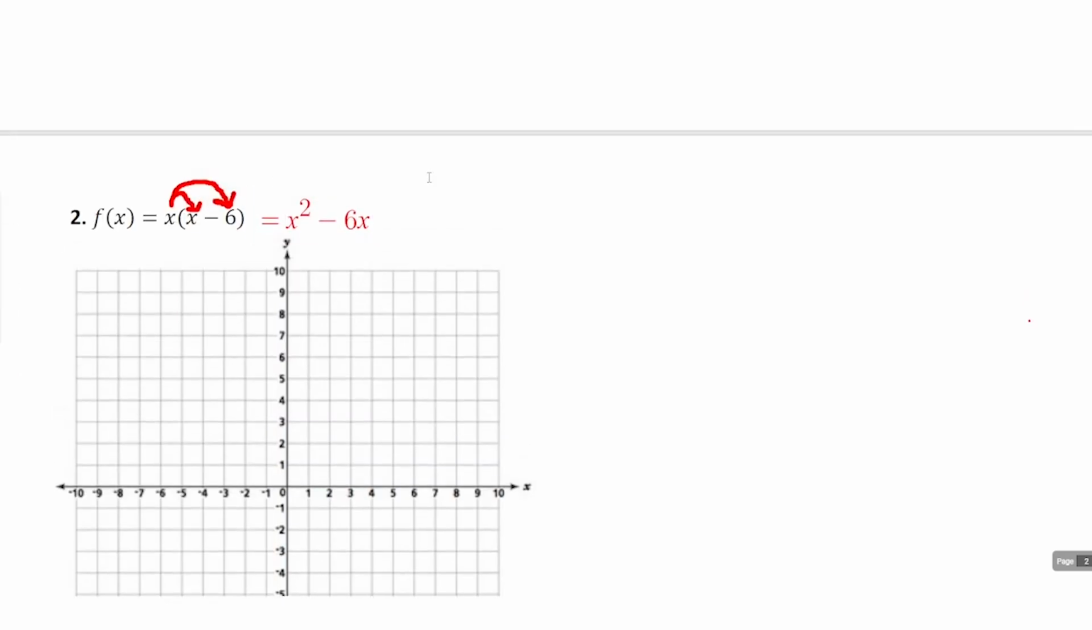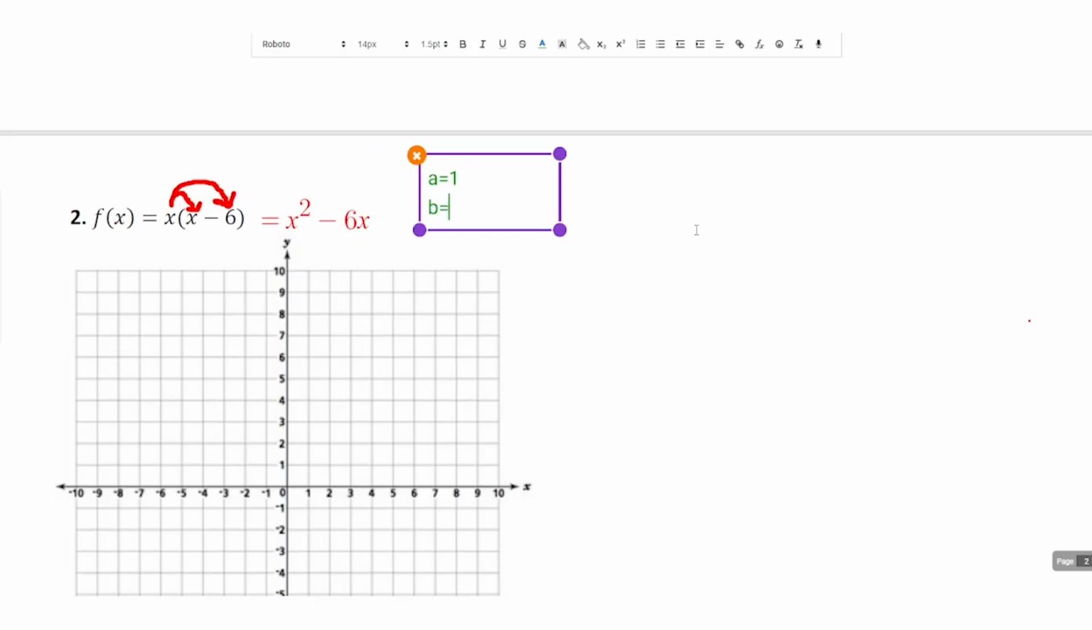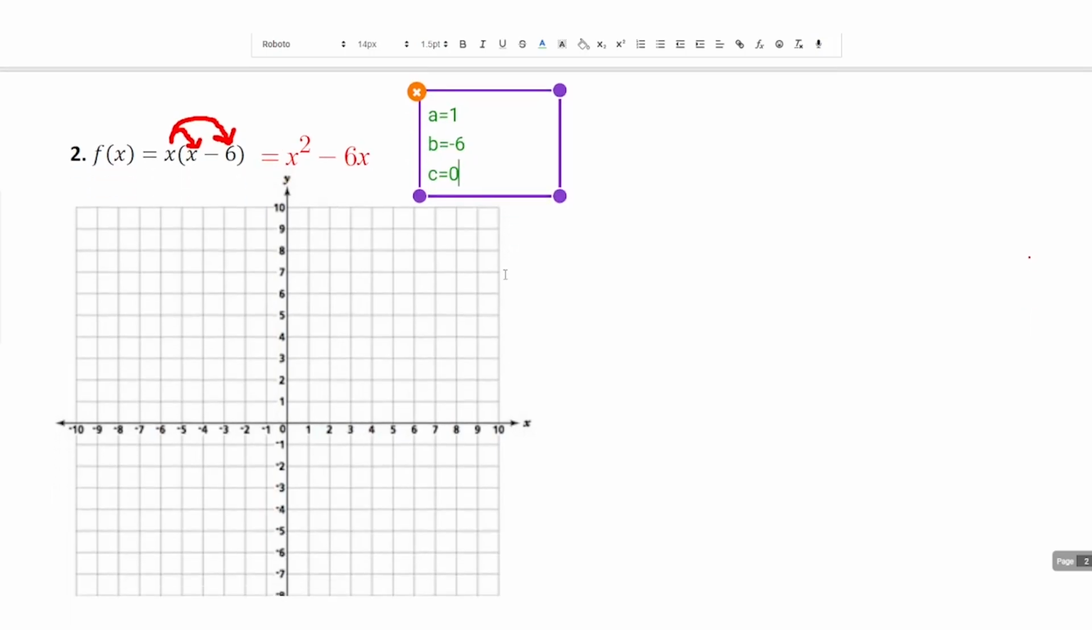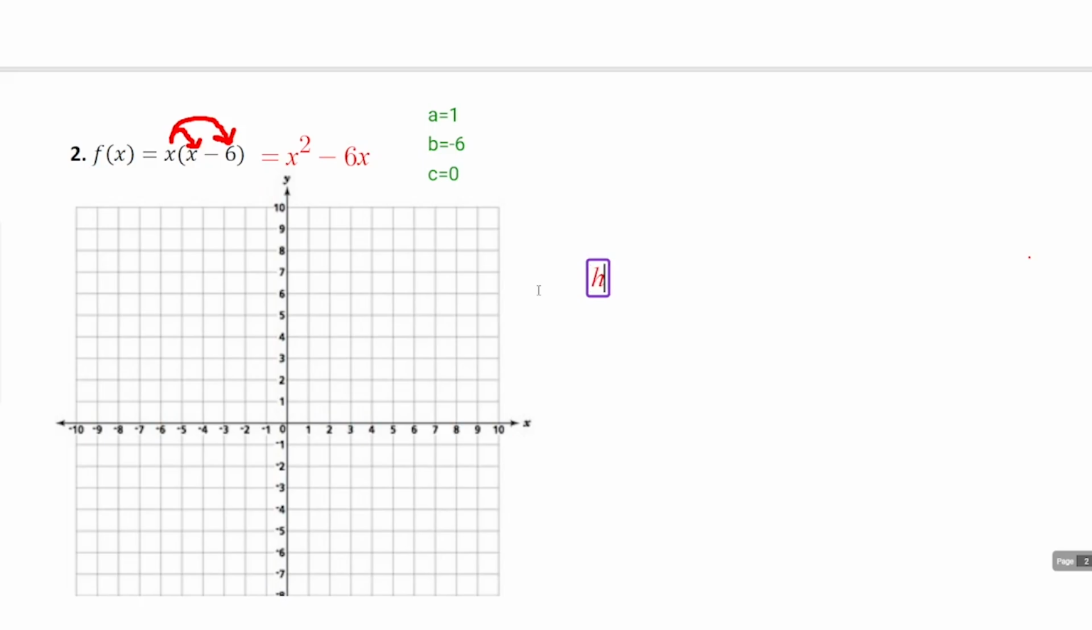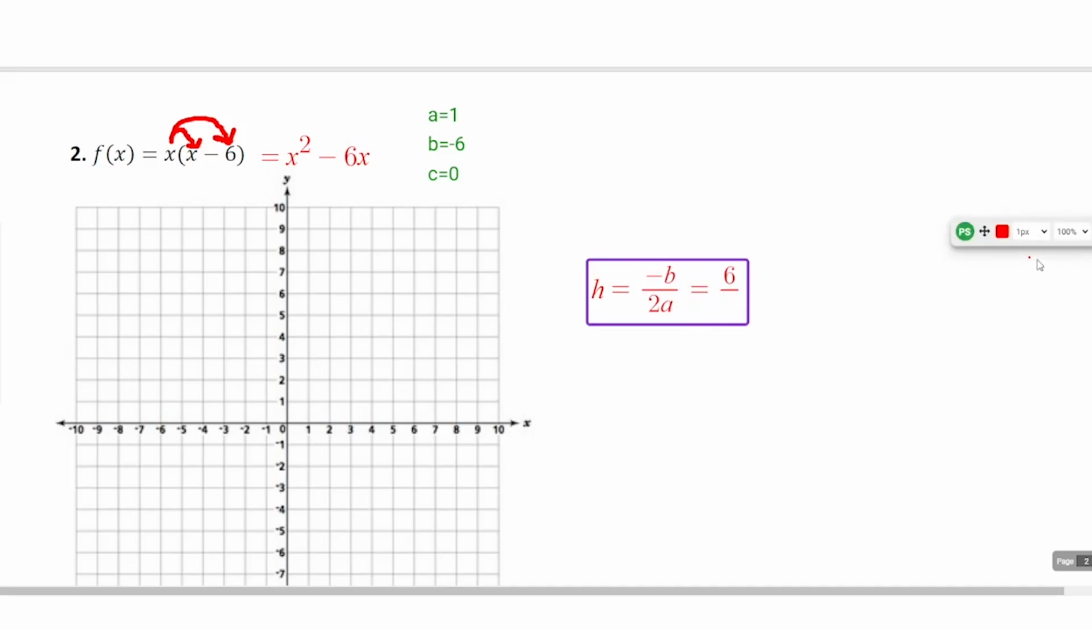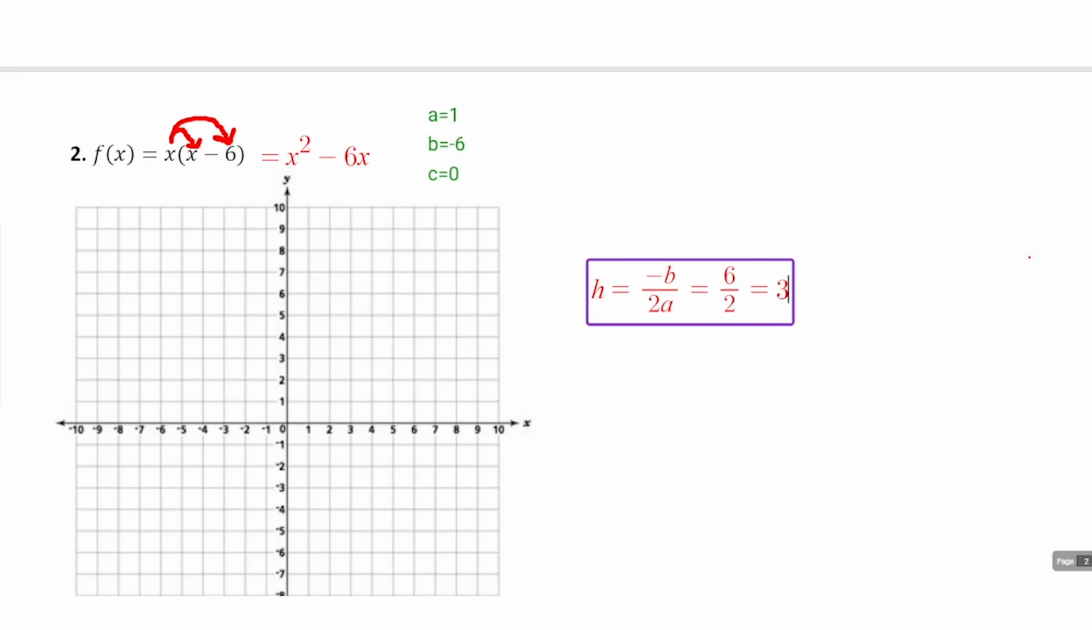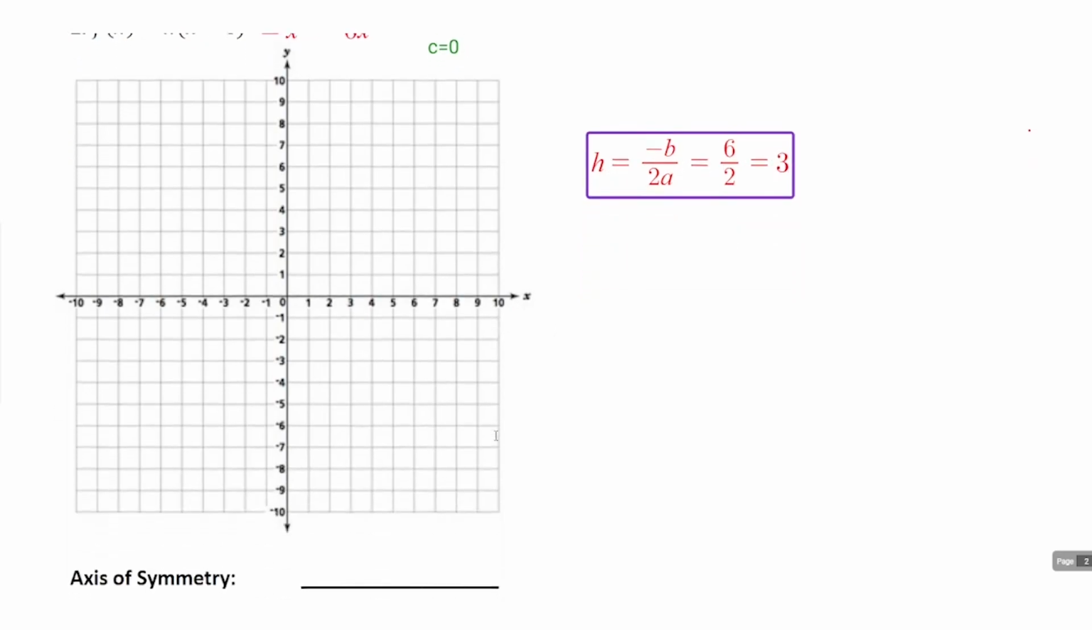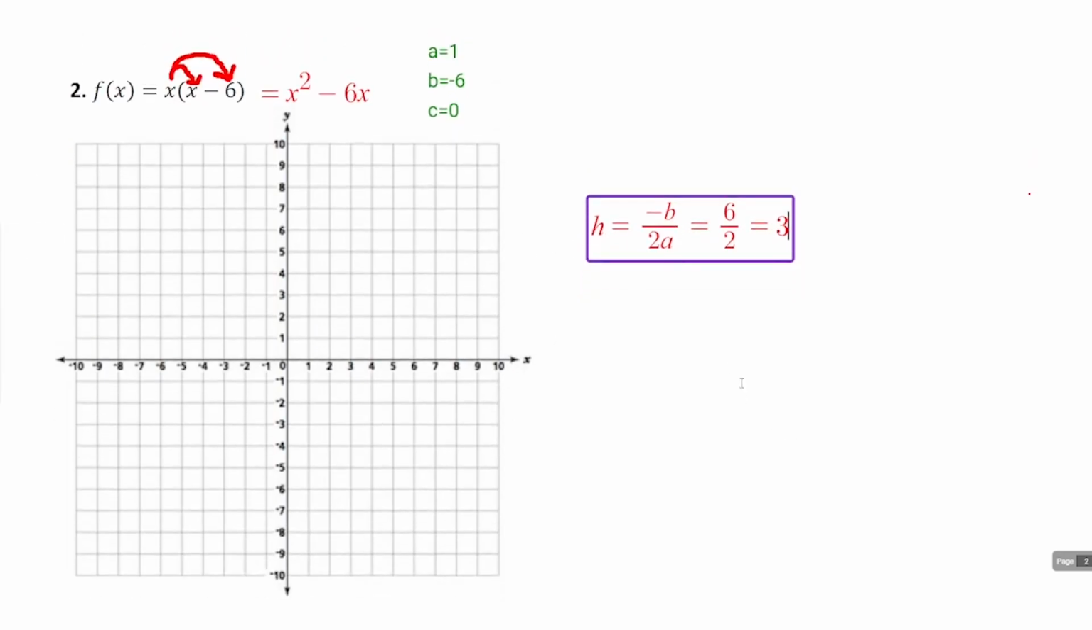And let's just go ahead and write out our a, b, and c. A is 1, b is negative 6, and c is 0. There's no constant here. So to calculate the axis of symmetry and get started on the vertex, we're going to first find the h value, which is negative b over 2a, or the opposite of b over 2a. The opposite of negative 6 is positive 6, and a is 1, so 2 times 1 is just 2, 6 divided by 2 is 3. So the x-coordinate of the vertex and the axis of symmetry is at x equals 3.